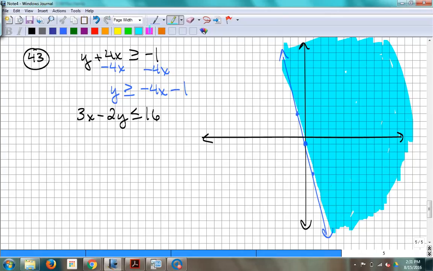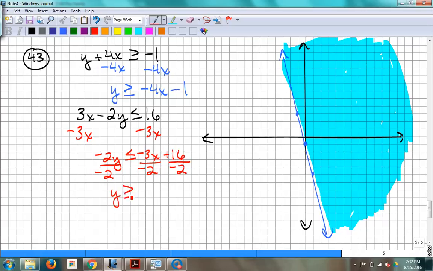All right, now let's graph the second one. So I'm going to get y by itself on the second inequality. What am I going to do? Subtract the 3x. Negative 2y is less than or equal to negative 3x plus 16. Divide by the negative 2. That's a big deal. If I divide that by negative 2, what happens? The sign switches, the symbol flips. Okay? So that's going to give me y by itself.